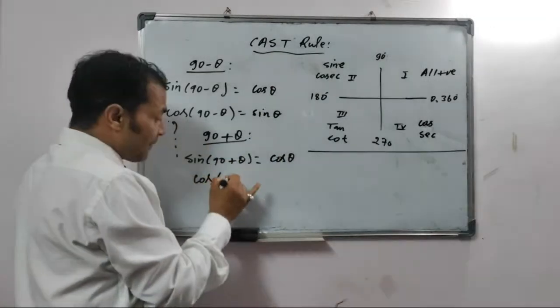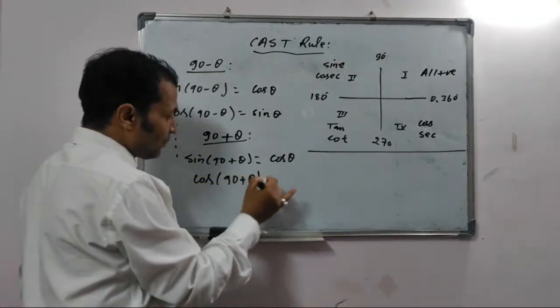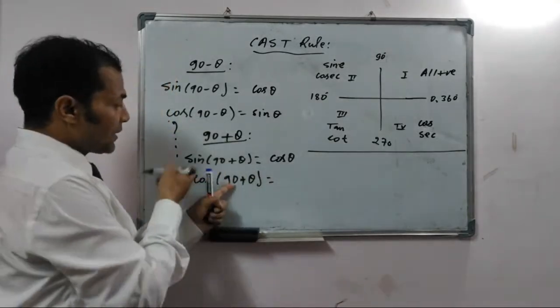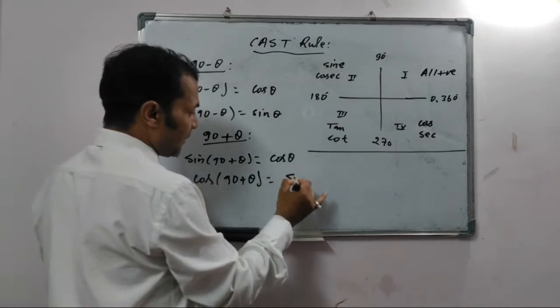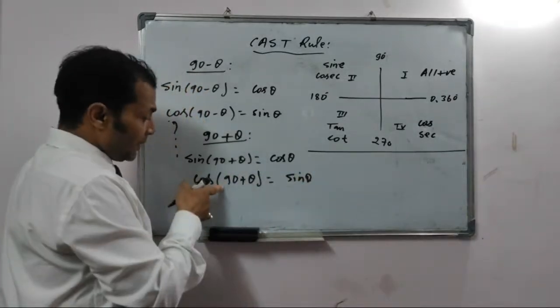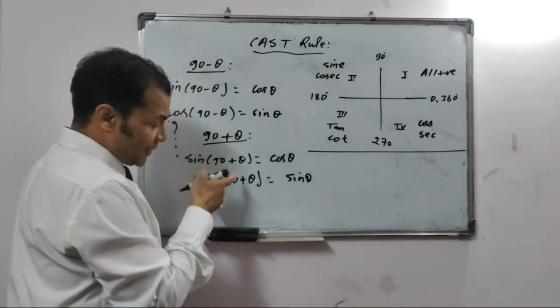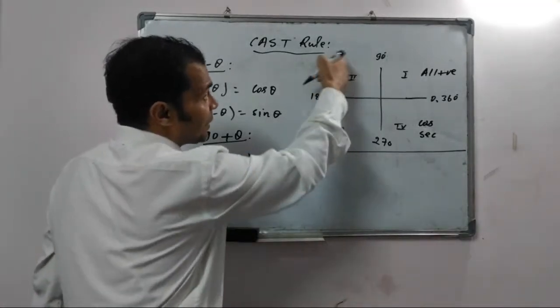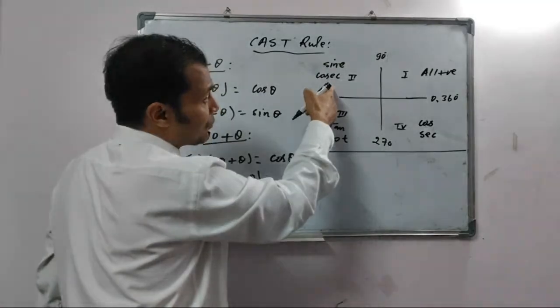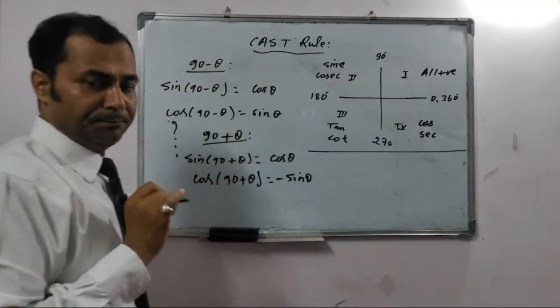In the same case, if I'm writing cos 90 plus theta, what will be the value then? See, cos 90 plus theta, because of 90 it will change into sine theta, right? 1 into 90, and 90 plus theta is in the second quadrant. In the second quadrant you can see only sine and cosec are positive. There is no cos, so minus.